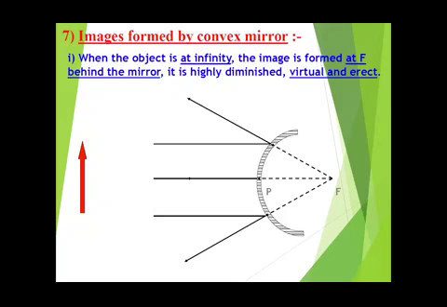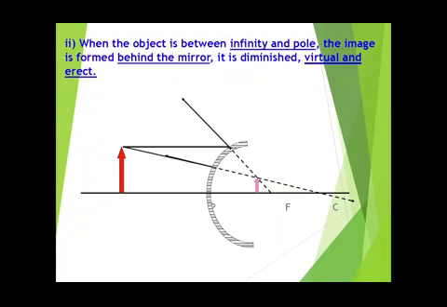So let us now move to the another case of the convex mirror. This happens when the object is placed between infinity and the pole, anywhere. In between infinity and the pole, this object can be placed anywhere. Now, the image formation again takes place behind the mirror. The image formed is diminished, virtual and erect, as you can see here.